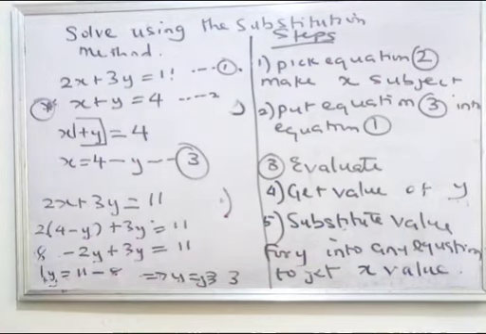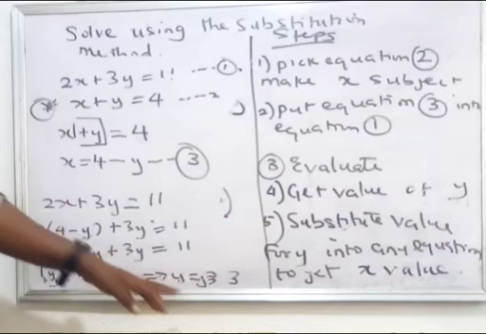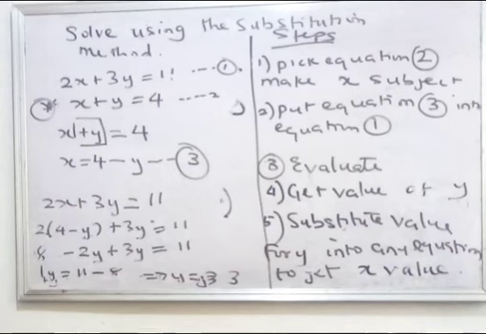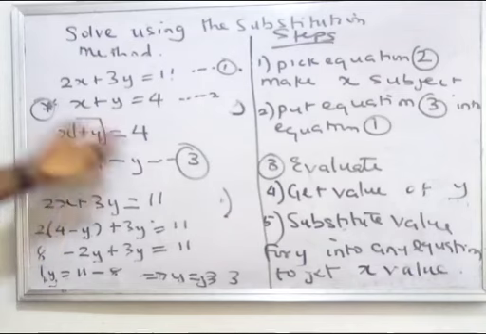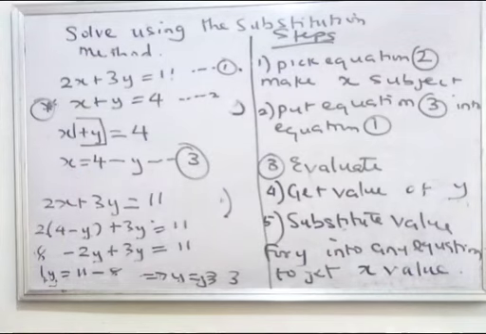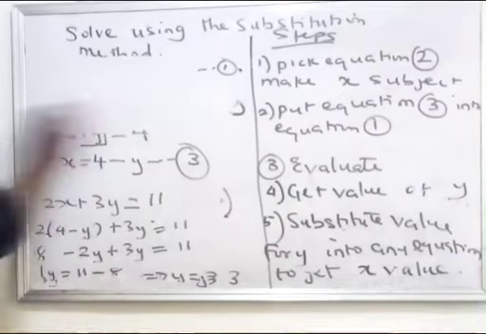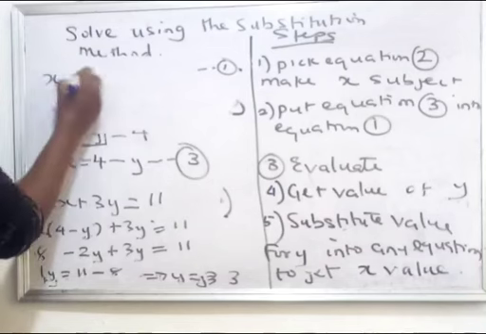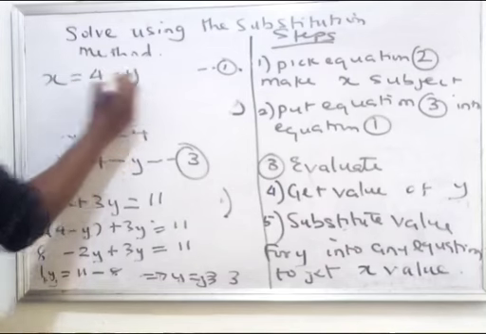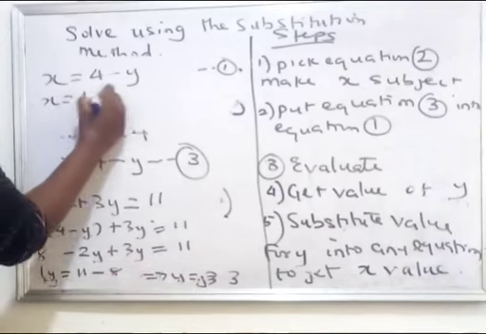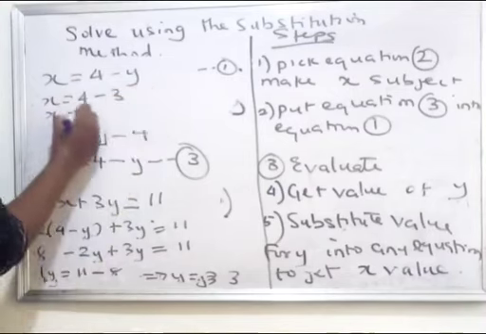So the next step is to get the value of x. We put in y equals 3 in any of these equations to get the value of x. Simply put, let's put it in equation 3, because equation 3 is straightforward. X is equal to 4 minus y. So let's use that to generate the value for x. So x equals what? 4 minus y, which is equation 3. And our y has been given to us as 3, so x equals 4 minus 3. Our x therefore becomes 1.